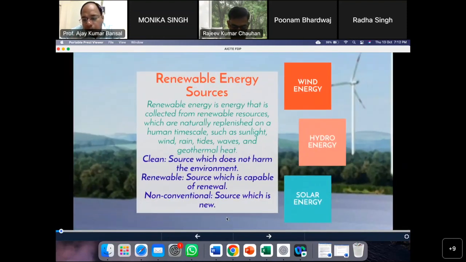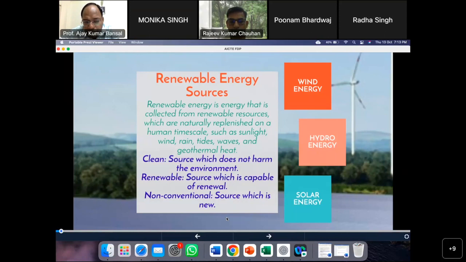renewable energy system. As you all know, renewable energy is the kind of energy that we collect from renewable resources which are naturally available to us on a human time scale, and they are not exhaustible. They will not die out after some time, and with the help of these we will be generating electrical energy. Generally the resources we use include sunlight, wind, rain, that is in the form of water, tidal energy, wave energy, and the heat which is available in geothermal.